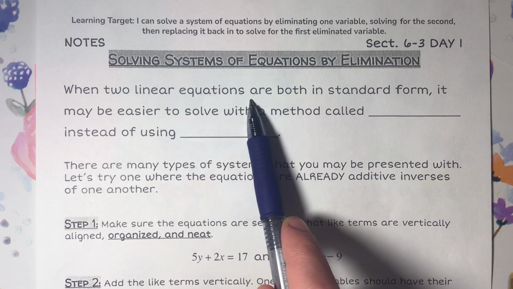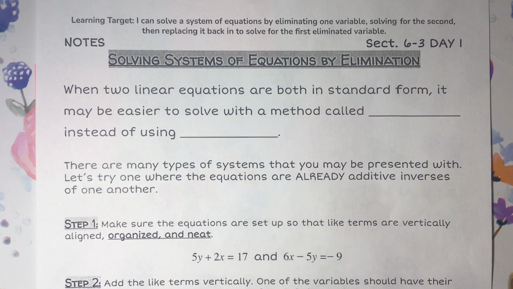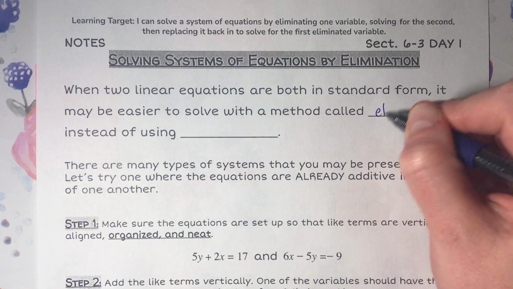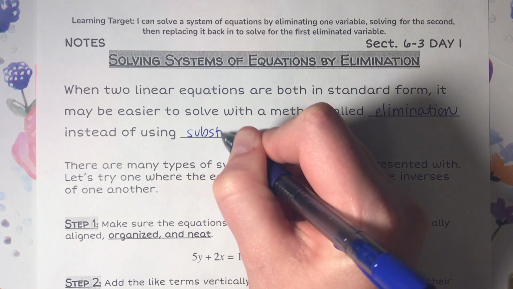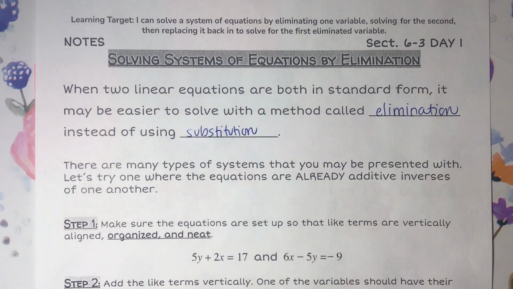It says, when two linear equations are both in standard form, it may be easier to solve with a method called elimination instead of using substitution. So there are lots of different ways that these can be written. As you have already seen, like with graphing versus substitution, we can write these problems so many different ways. I'm just going to show you one type of problem to begin with, and then we'll build from there. So we're talking about a new strategy called elimination. That's the new thing from today.